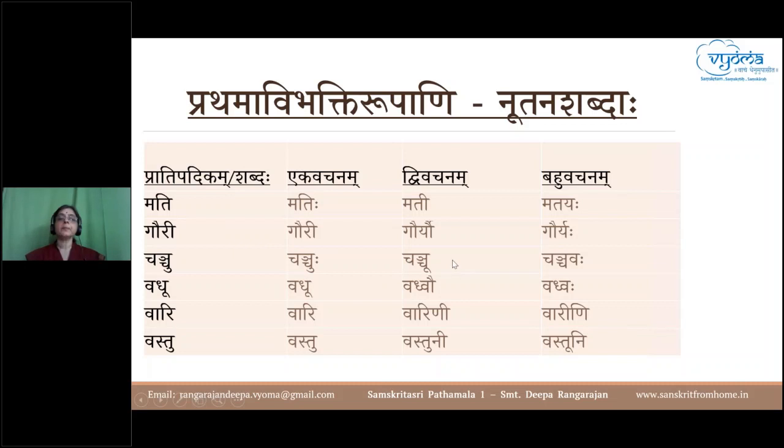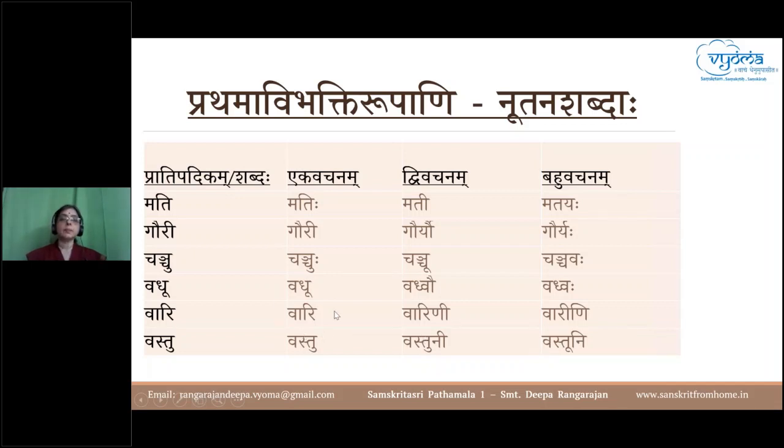Now compare the Hrasva Ikara and Hrasva Ukara. They are very similar. And when you use Yakara for the Ikara ending, you should use Vakara for the Ukara ending. So Chanchu, Chanchuhu, Chanchu, Chanchavaha. Then the Dirgha Ukara and the Dirgha Ikara are also similar in forms. Vadhu, Vadhvau, Vadhvaha. For the Napumsakalinga Vari Shabda, it is Vari, Varini, Varini. And for Vastu, it is Vastu, Vastuni, Vastuni.